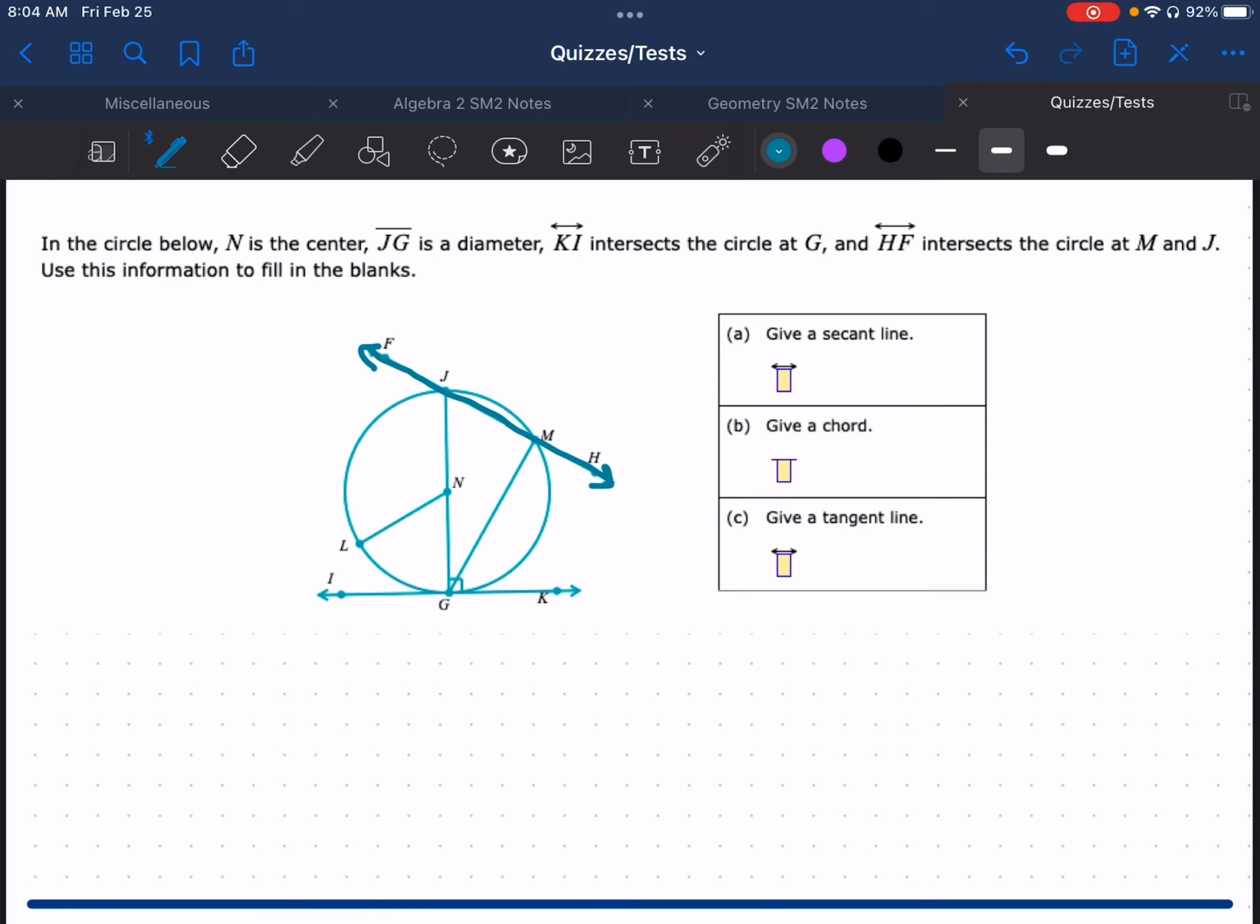I'm just going to name it by the 2 letters at the end, F and H, but I really could have chosen any of the letters on there, but you're always safe if you choose the 2 at the ends by the arrows. All right, give a chord.